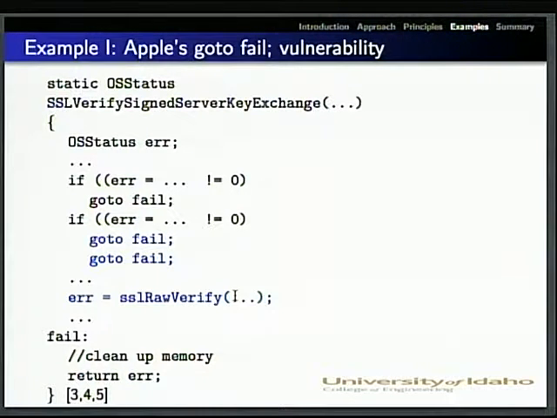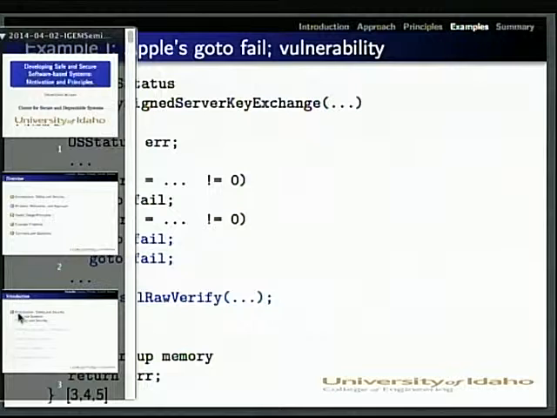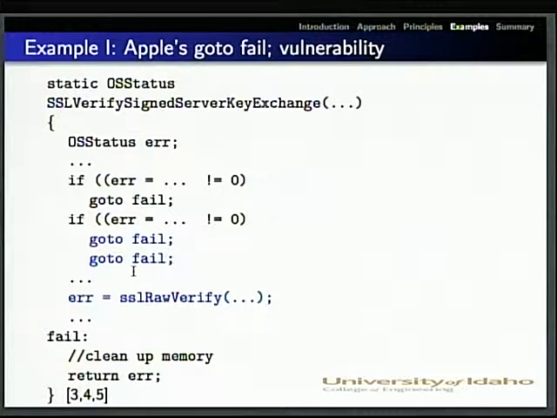So the vulnerability resides not just in the fact that there is a repeated goto fail that always gets executed, but also in the fact that when you execute a goto fail, you're jumping from goto fail onto fail, and then you return the error, and what happens is that you did not successfully verify.